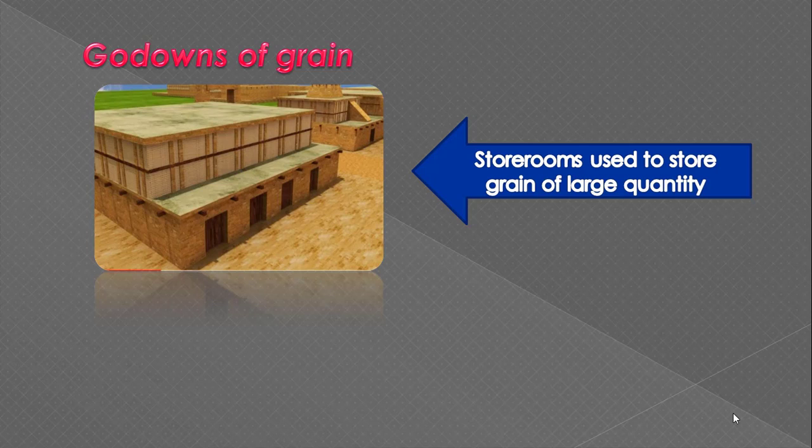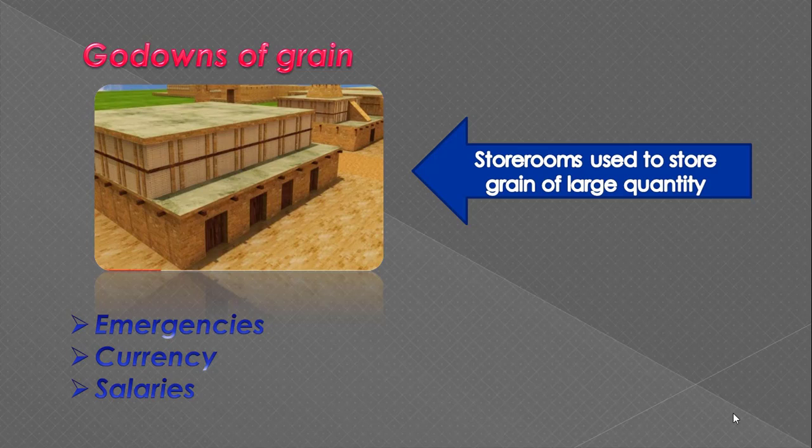Let's discuss godowns of grain. Godowns of grain were the storerooms used to store grain in large quantity, and these godowns were situated along the river banks. The collected wheat from different regions was brought to these godowns by the river routes. These godowns were of great significance for Indus Valley civilization. They safely stored the extra grain to be used in emergencies. The grain had also been used as currency. The salaries of the government servants had been paid from that grain.